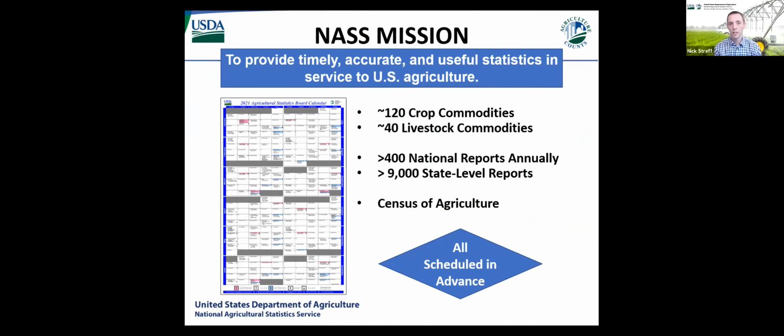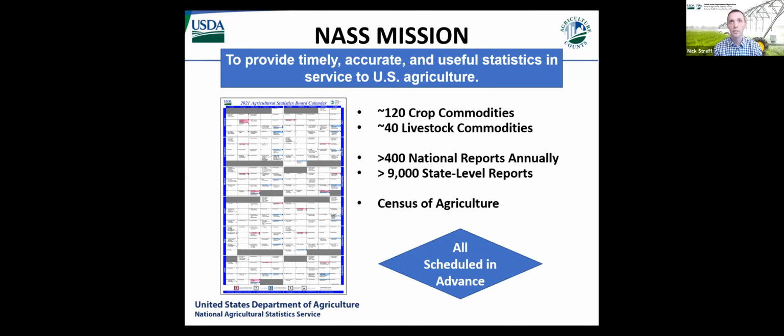So when you look at NASS, our goal is to provide timely, accurate, and useful statistics and service to U.S. agriculture. We cover 120 crop commodities, roughly 40 livestock commodities. We put out over 400 reports nationally every year. And when you break that down, that's over 9,000 state reports as the states break down each publication.